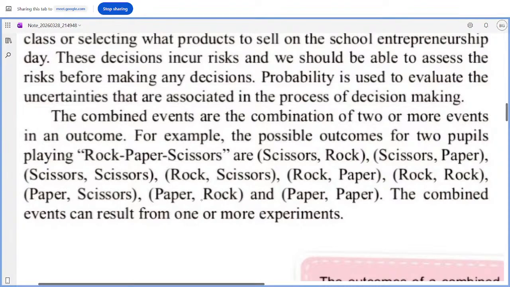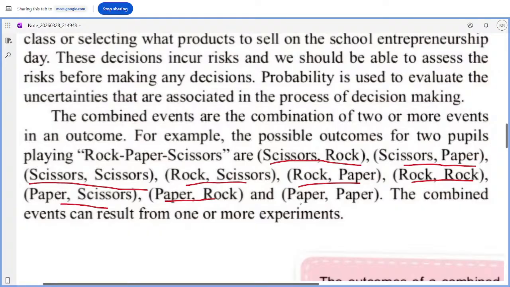Who goes first, who goes next, correct? So you can see among these three, there are many possibilities for two people to get. You can see here 1, 2, 3, 4, 5, 6, 7, 8, 9. There are a total of 9 possibilities between rock, paper, and scissors for two people, the possible outcomes for two people.